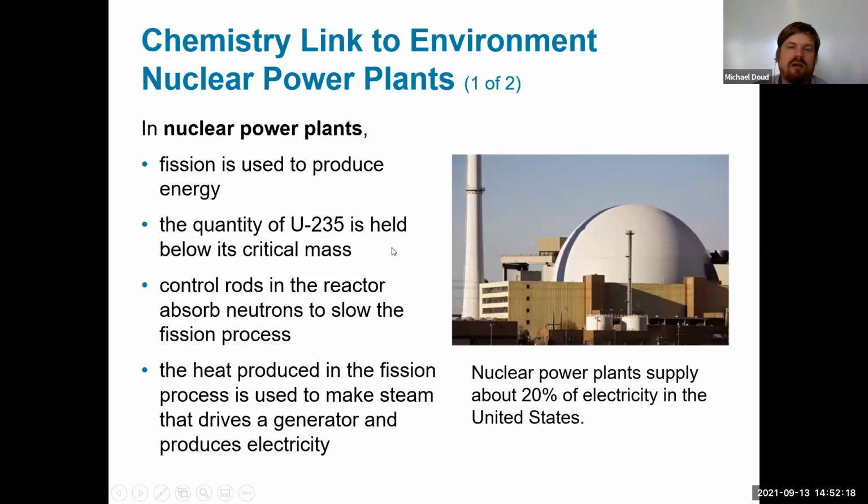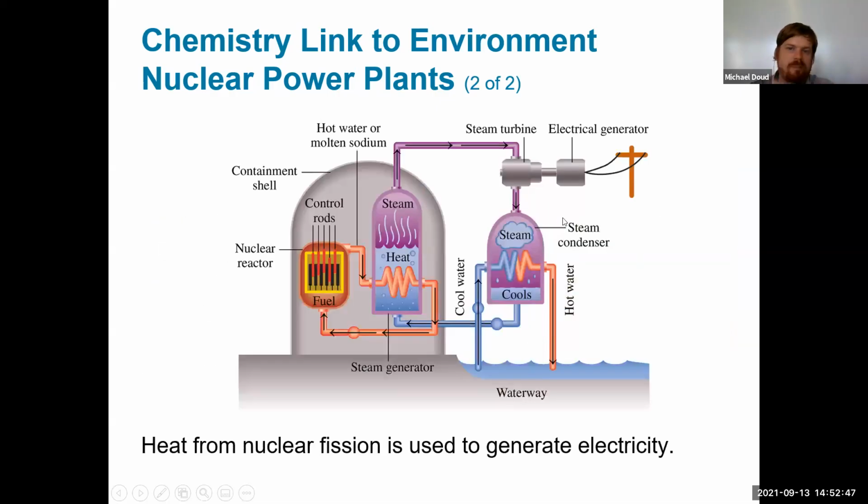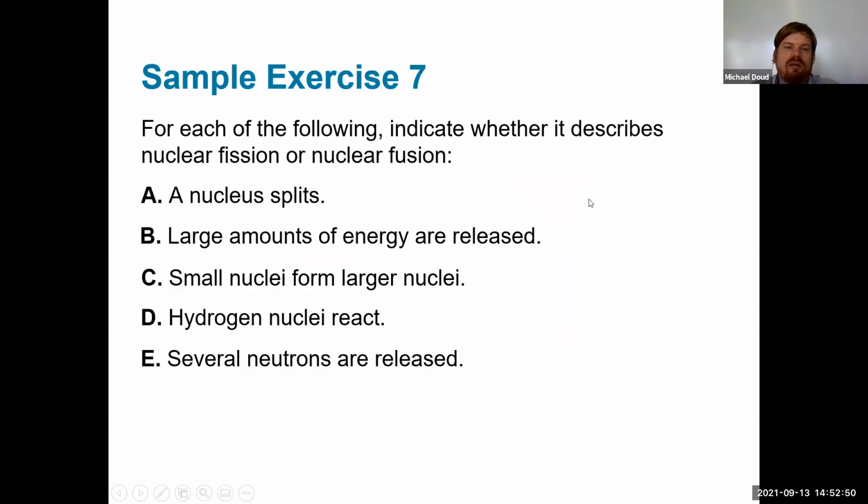Okay, so nuclear power plants produce electricity. The key thing is you have to hold uranium-235 below what we call critical mass to make sure that you don't have the chain reaction go out of control, so that you can stop it when you need to. It produces a lot of heat, which then boils water, which turns turbines, which turns electrical generators. You're not required to remember that necessarily.